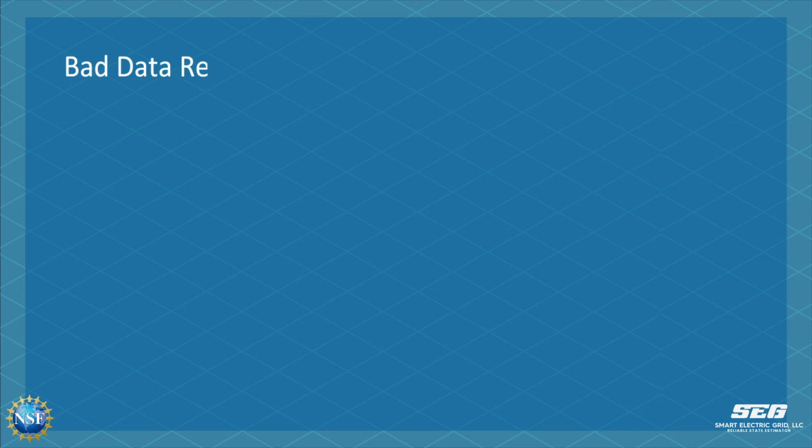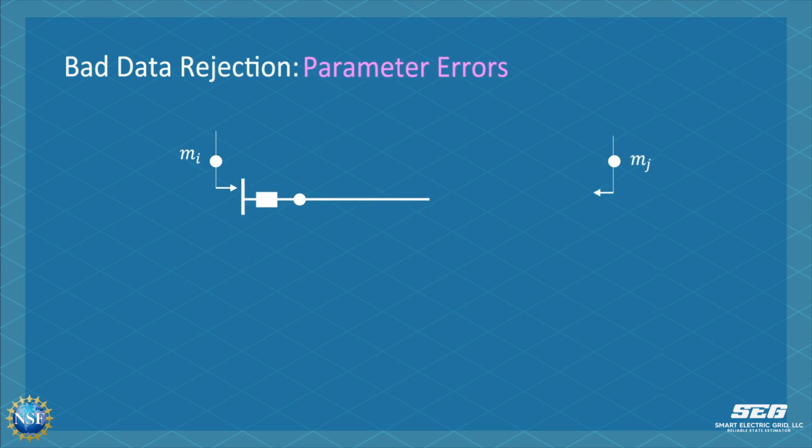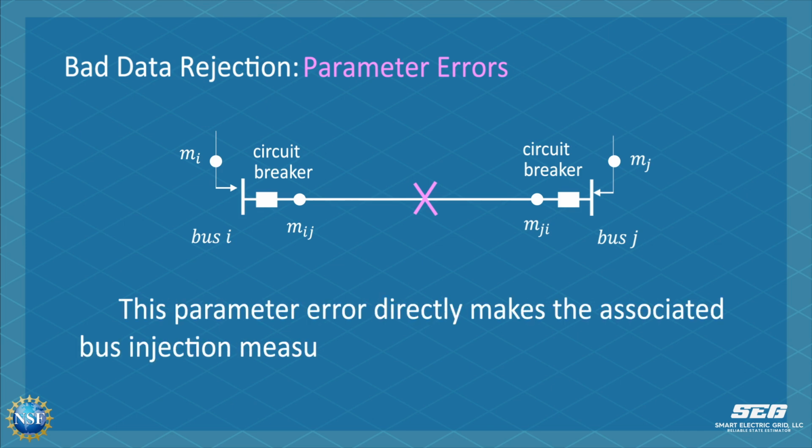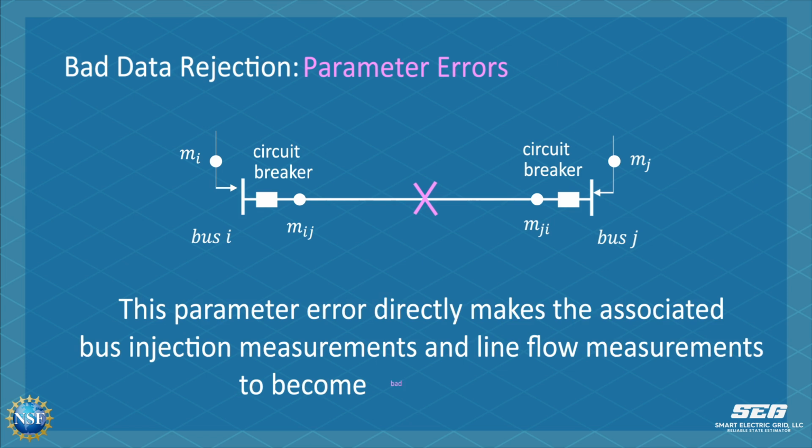Now, let us investigate the influence of parameter errors on the solution of SE Plus. If a branch has a parameter error, all measurements associated with this branch will become bad measurements. These measurements include the line flow measurements on this branch and the injection measurements at both terminals of this branch.